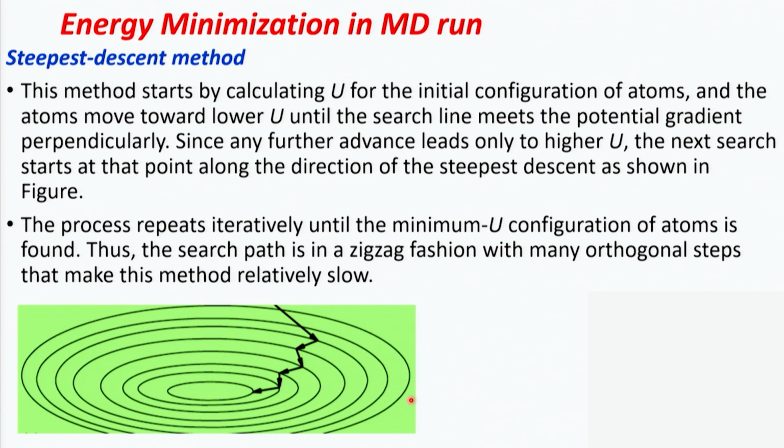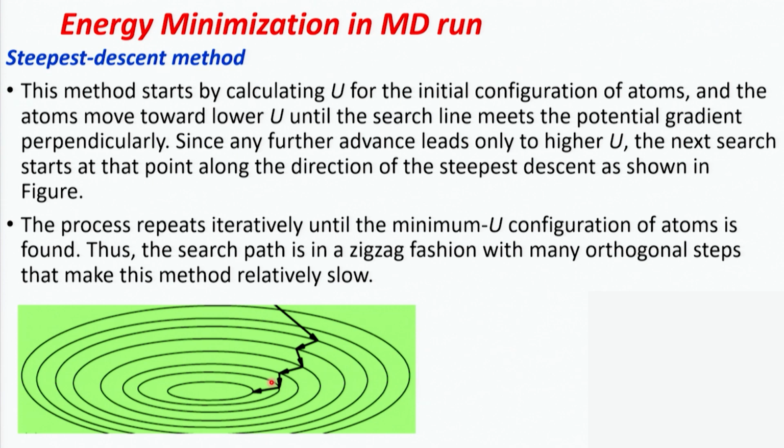Okay. So now some of the energy minimization steps. Essentially, we use numerical methods like the steepest descent method or the conjugate gradient method. Okay. In the steepest descent method, the method starts by calculating the potential energy for the initial configuration of atoms, and the atoms move towards lower potential energy until the search line meets the potential gradient perpendicularly. So check whether the search line is meeting the potential gradient at a perpendicular position. Okay. Since any further advance leads only to higher potential energy, the next search starts at that point along the direction of the steepest descent, as shown here.